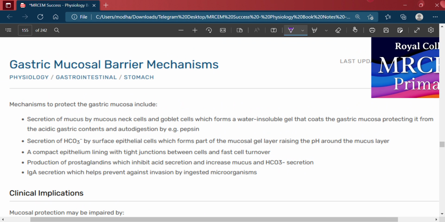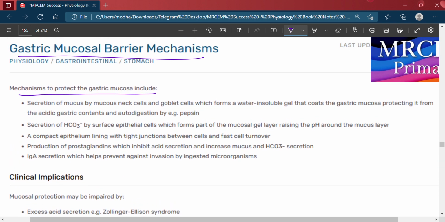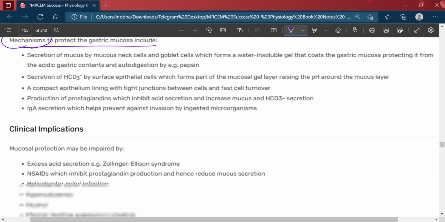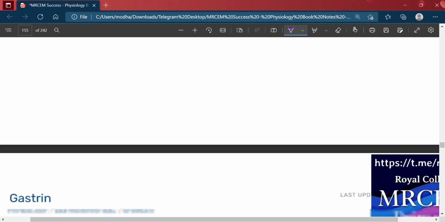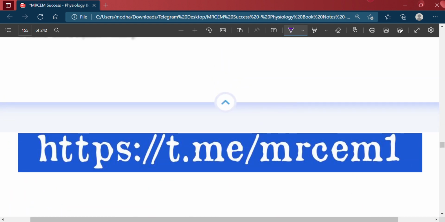Then the gastric mucosal barrier mechanism. Here we will see the mechanisms that protect the gastric mucosa, and then the clinical importance.